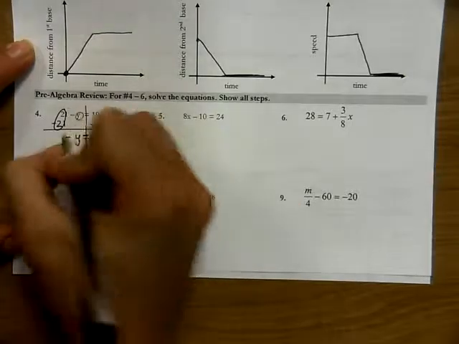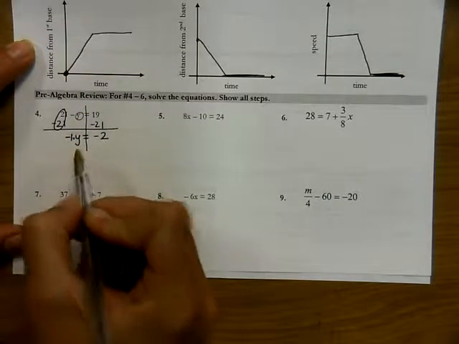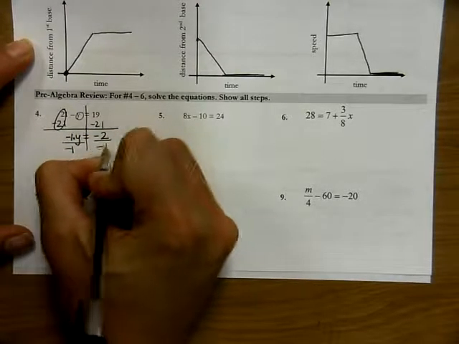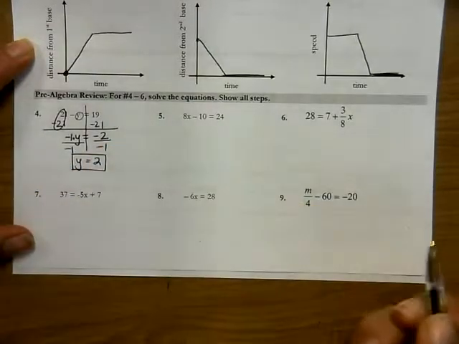Got to bring down that negative. That's really like having a negative 1 there. If I have negative 1 times y, the inverse of multiplying by negative 1 would be dividing both sides by negative 1. And I get that y is equal to a positive 2.